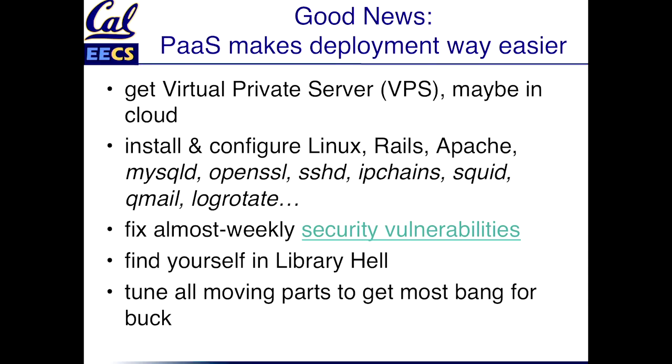And if you want good performance, you have to tune all those moving parts. So what are some reasonable, non-stupid default settings for MySQL or for Postgres? What if you're using things like caching or memcached? What are some reasonable settings for that? How do you tune it? Again, that's a whole separate chunk of ops. It's got nothing to do with your app, but it takes your time.